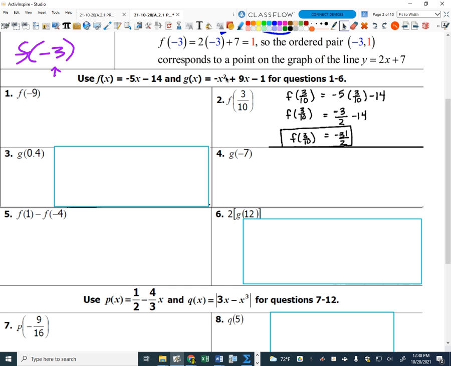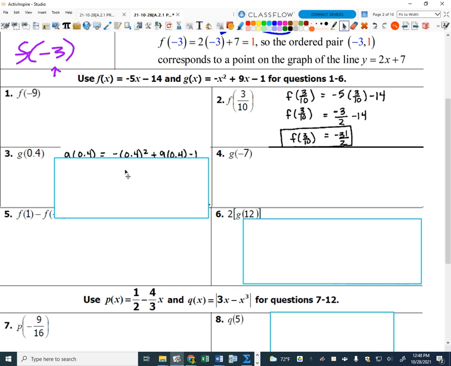Okay, so every place I have an x in g of x up here, there are two x's that show up, right? I've got a negative x squared plus 9x minus 1. Every place I have an x, I'm replacing it with the quantity 0.4, right? That's it. So I have 0.4 squared. I'm going to make it negative by multiplying by negative 1.